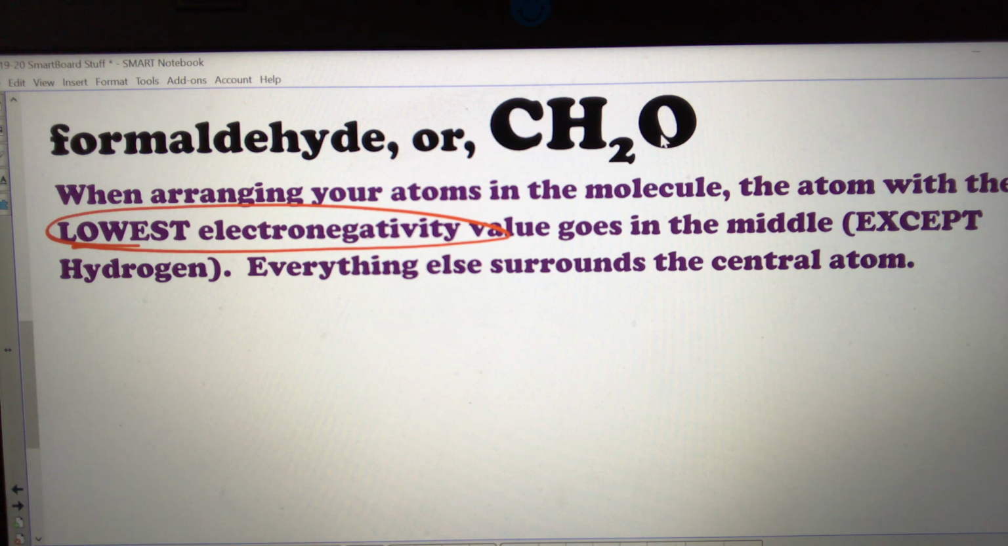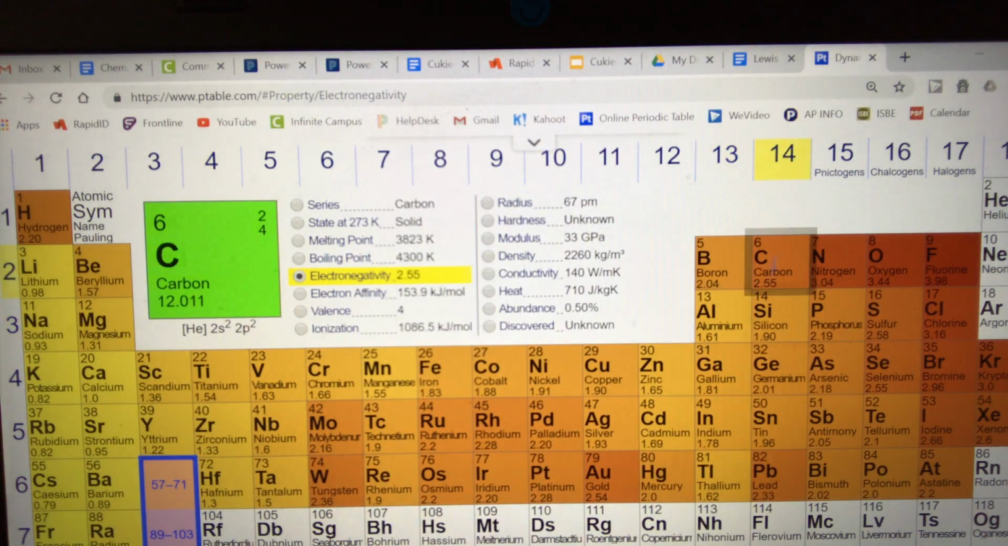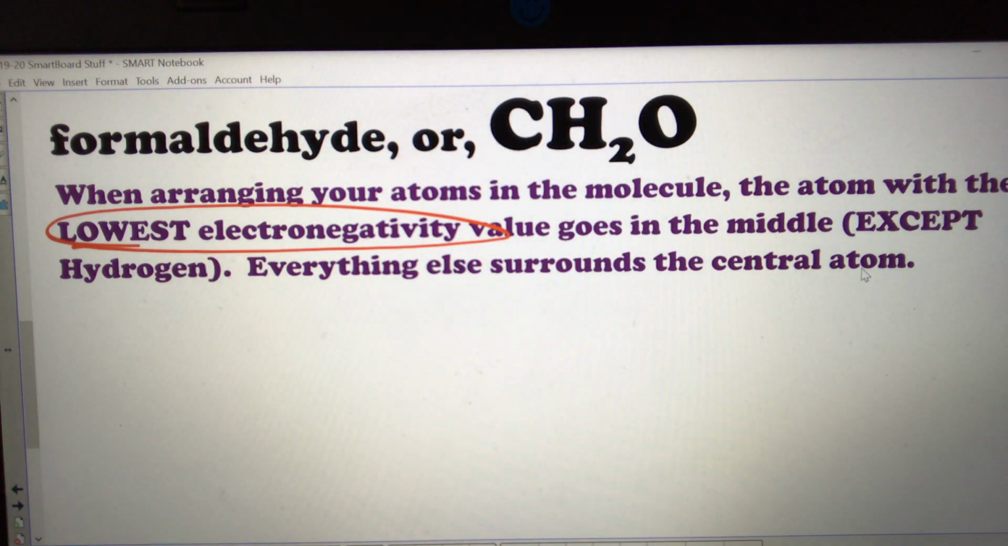So we're going to check C and O, and you don't even need to know the numbers, it's just roughly where they are on the periodic table. Oxygen's closer to the top right, so it has a larger electronegativity value, so carbon is going to go in the middle. So I'm just going to draw a carbon in the middle.